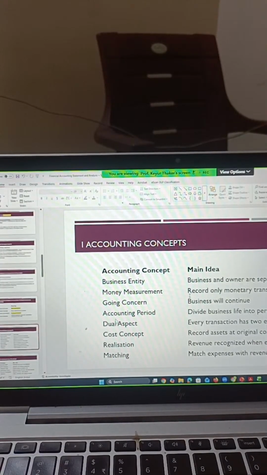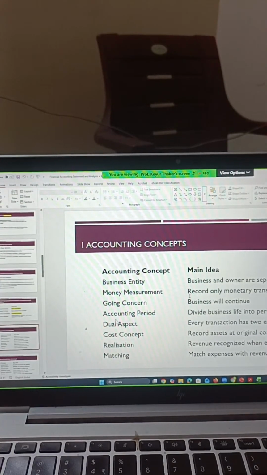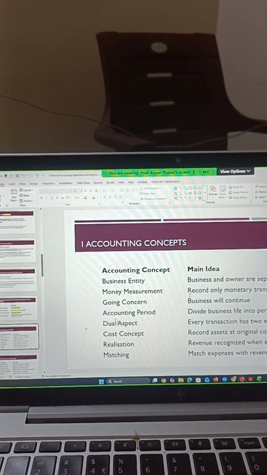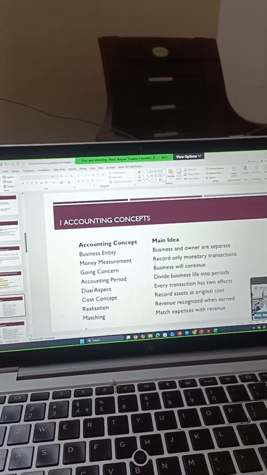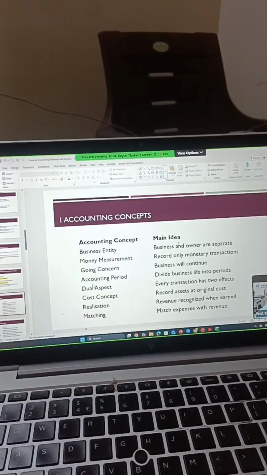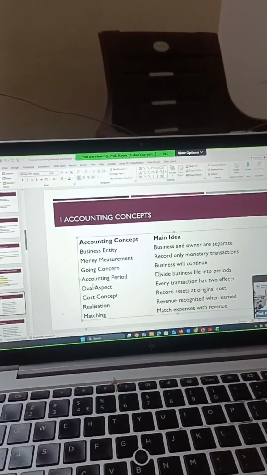Second, going concern. Business will continue. So I have purchased a land, a car, or an equipment for the business. Now, I know that the equipment will last for another 8 or 10 years. So I will only depreciate 1/10 every year, assuming that I am going to run the business for the next 10-15 years and the equipment is going to be put to use and its utility will remain for 10 years. So I will only depreciate 1/10 every year. Okay, so you got the idea what going concern is? The business will continue, it will not shut down.